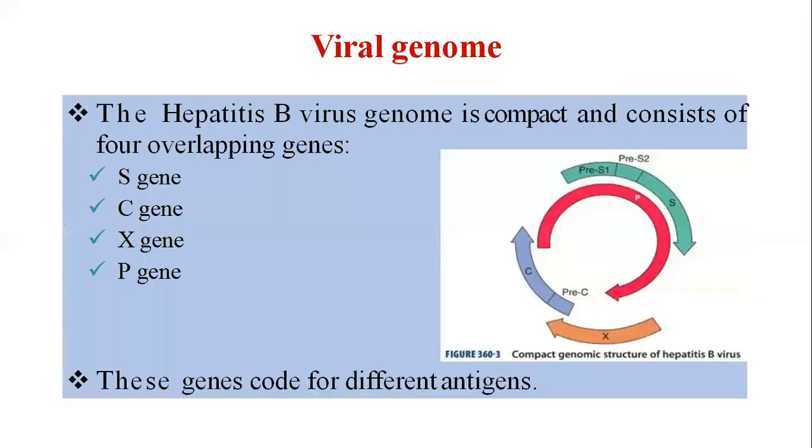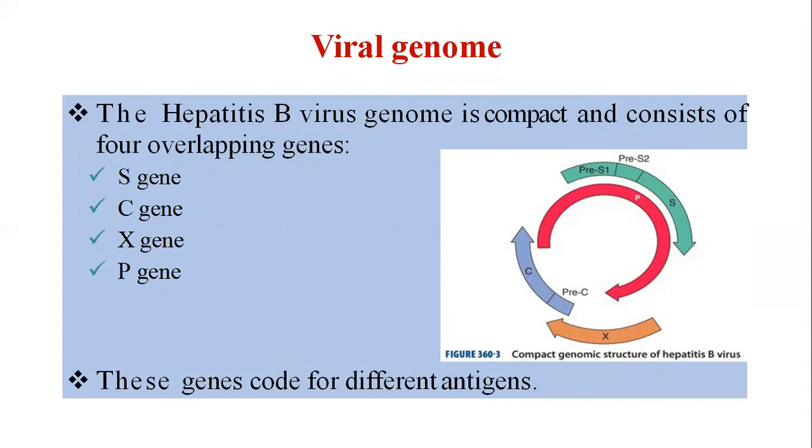Here you can see some overlapping genes. There are four different overlapping genes: S gene, C gene, X gene, and P gene. All the genes are depicted here with different colors. The C gene is in blue, and the P gene, the longest gene, is marked in red, then the S gene and X gene. So hepatitis B virus has four different genes, and they are overlapping genes. The genome is very compact.